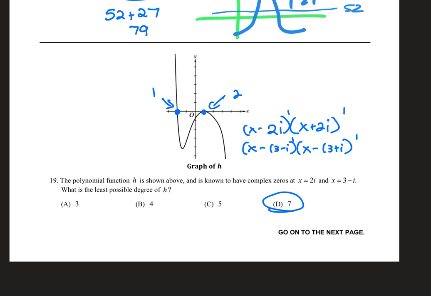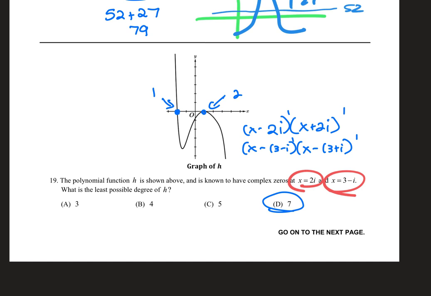Okay, 19 says the polynomial h is shown. It is known to have complex zeros at 2i and 3 minus i. What's the least possible degree of h? So what's important here is to remember that complex zeros come in pairs. If I have 2i, I also have negative 2i, which means there's the answer there. If I have 3 minus i, I also have 3 plus i. So there are 4 complex answers.